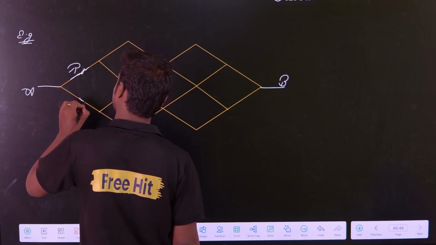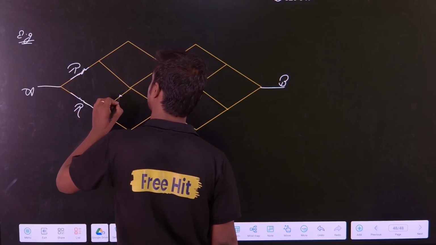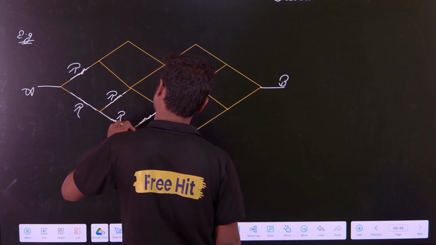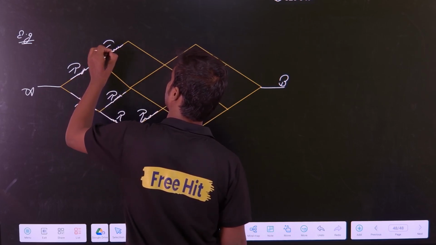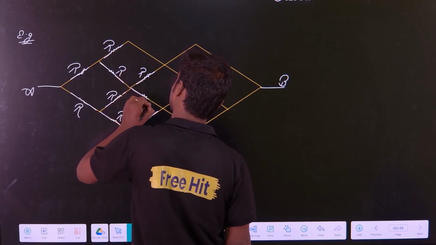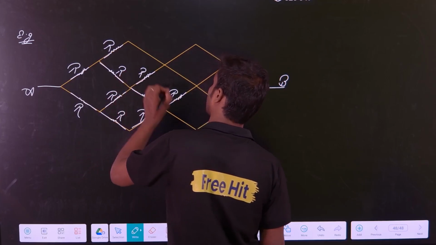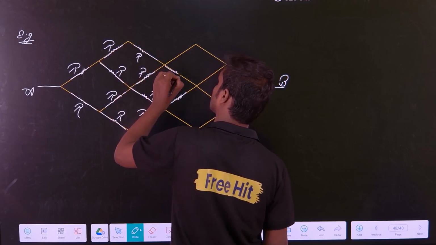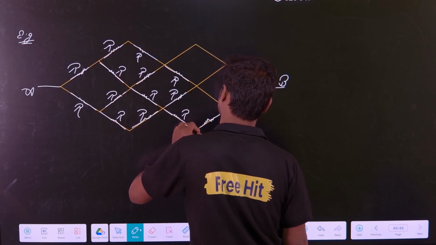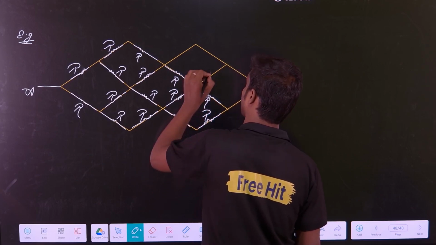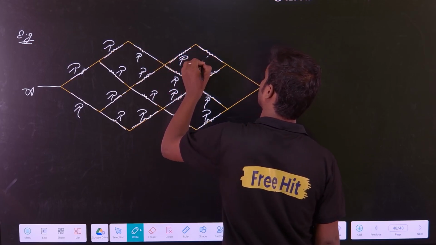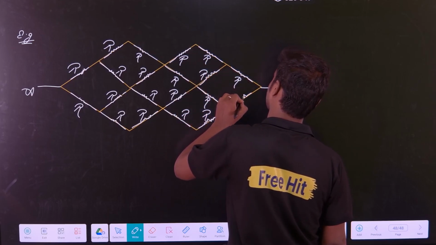Suppose this resistance is R. This resistance is also R, and this one is also R. Every resistance in the circuit is R.